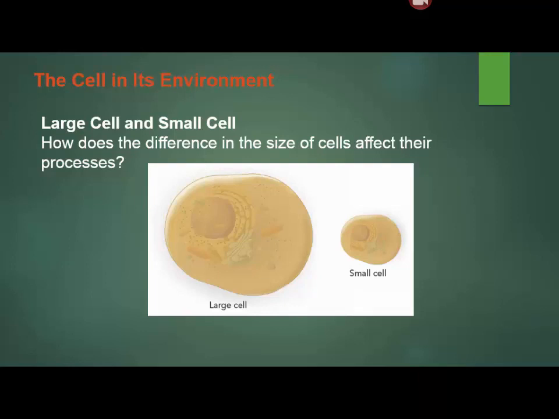So thinking about diffusion and thinking about materials moving into and out of cells, what do you suppose the difference would be in size based on these two cells? And how would that size affect the process of passing nutrients and also waste into and out of the cell?